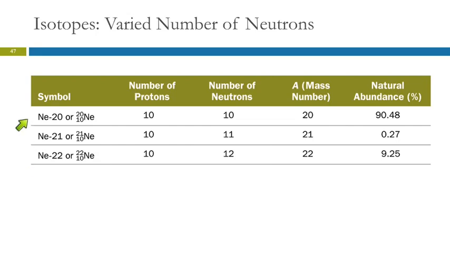So here's a table just summarizing those three isotopes of neon. Here's symbols, ways we can represent them. They all have the same number of protons because they're all neon. The number of neutrons is different, and thus the mass number is different. Here's the natural abundance expressed as a percentage. So 90.48% of all neon is neon 20. That's the most common isotope. Only 0.27% is neon 21, and 9.25% is neon 22. These are not numbers that you would memorize. Okay, those would be given if needed. Any questions?